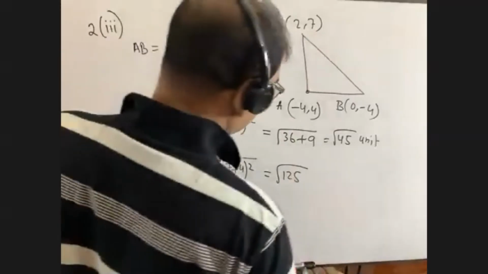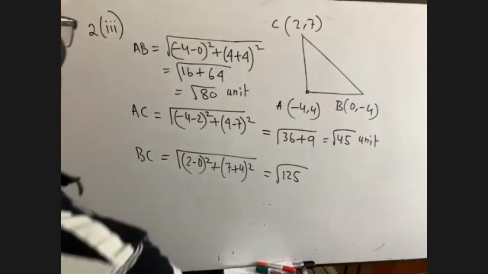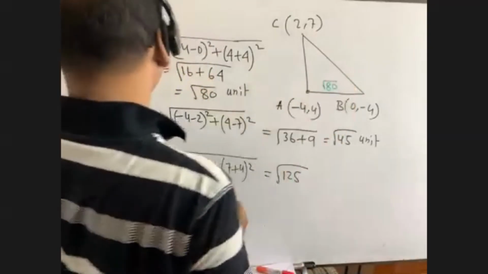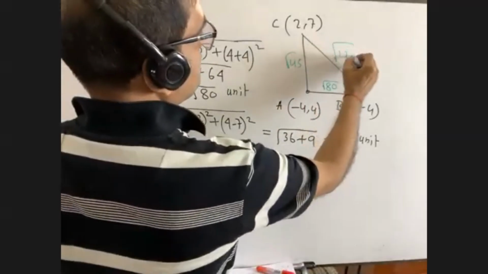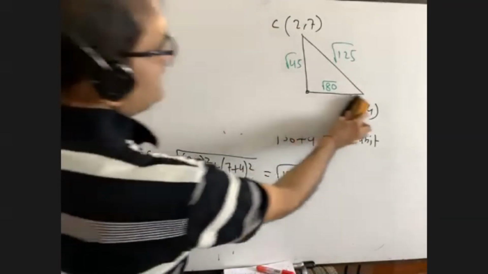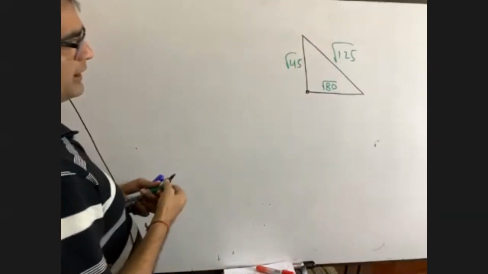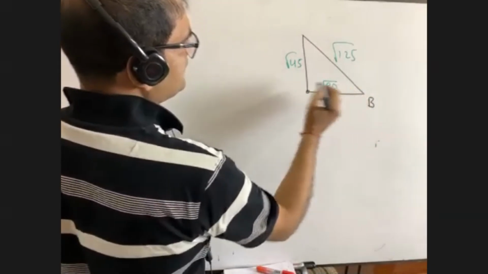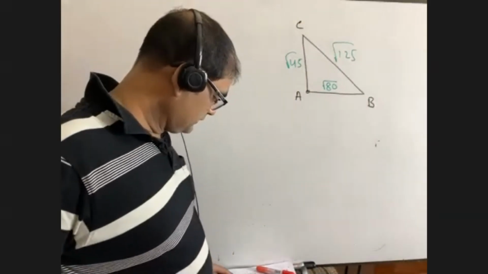What is the procedure to find out the hypotenuse? You write down this is A. Which one is the hypotenuse? We cannot tell it. So you write down, what is AB? AB is the square root of (minus 4 minus 0) whole square plus (4 plus 4) whole square. It is 16 plus 64, it is root over 80. You keep it like this.